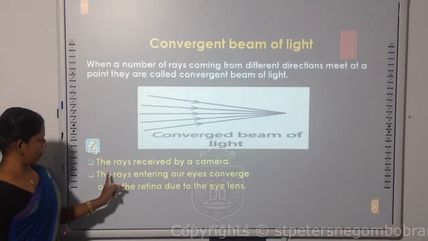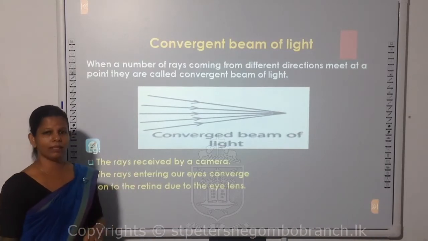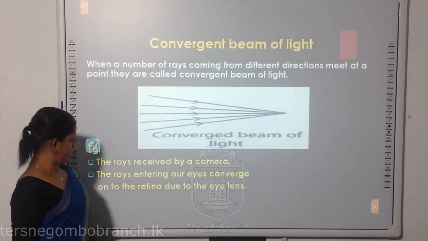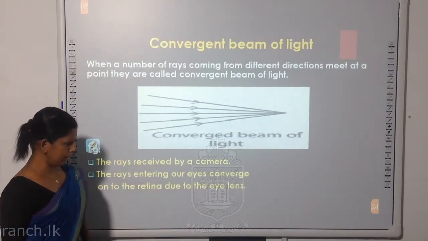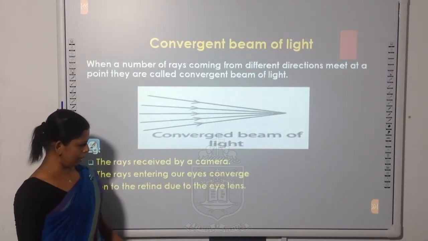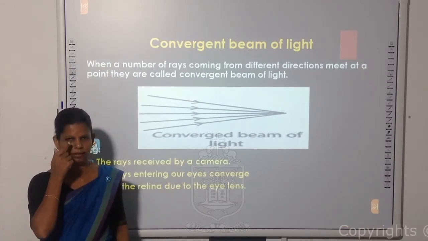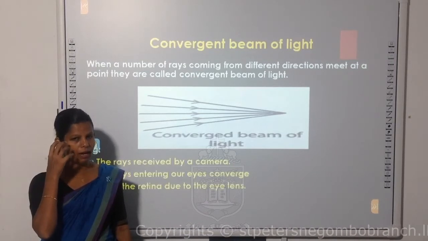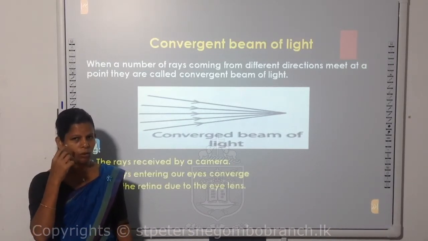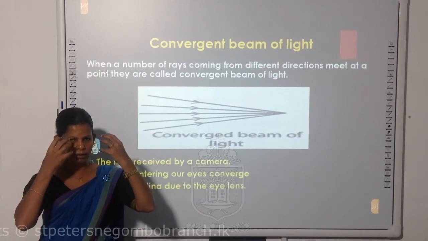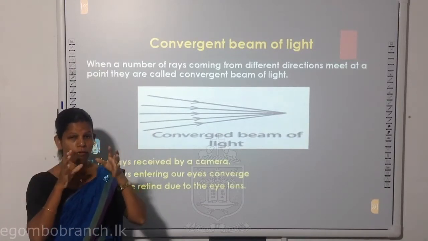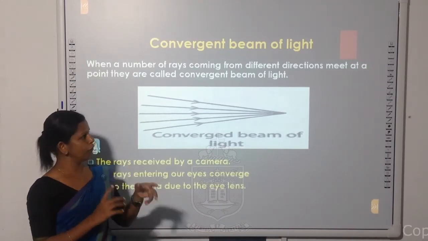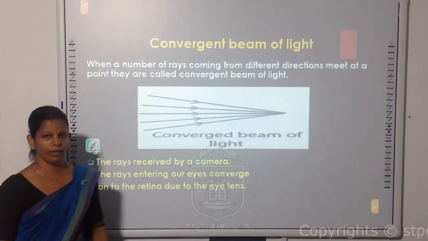First one we can talk about is the rays received by a camera. So that is one of the examples. The rays entering our eyes converge to the retina due to the eye lens. In front of our eye there is a lens, the eye lens. So when the light enters through our eye lens and forms an image on the retina, that is another example of a convergent beam of light.